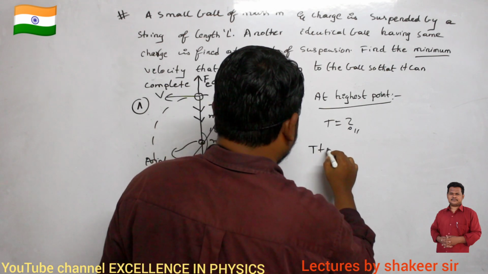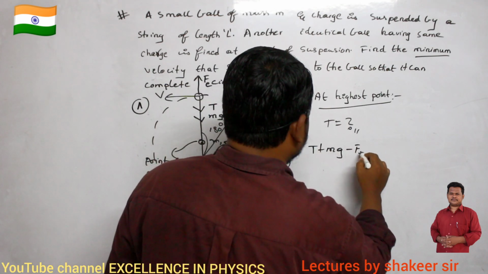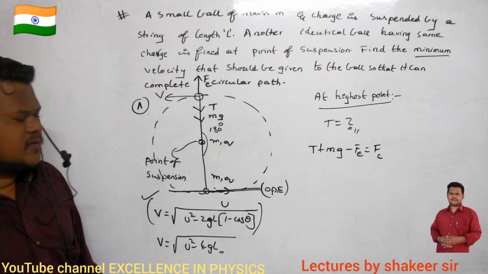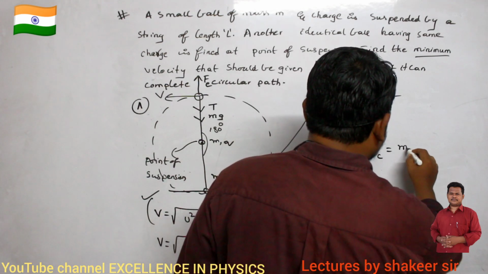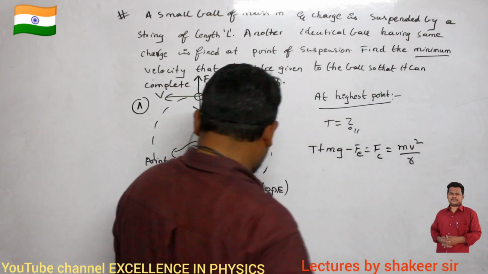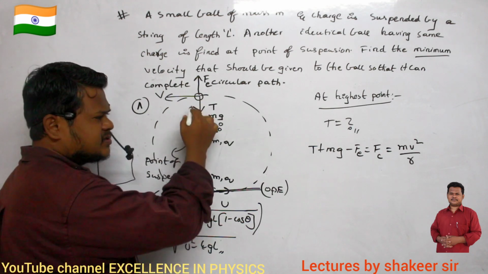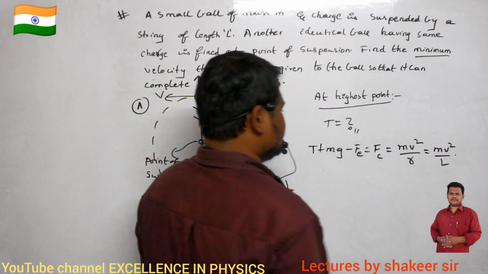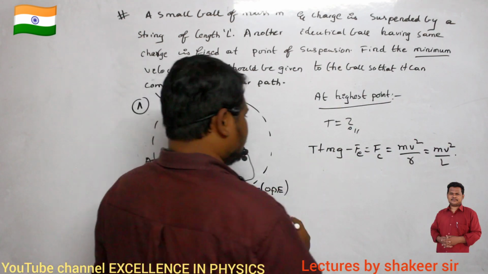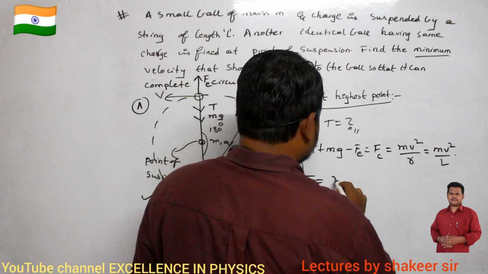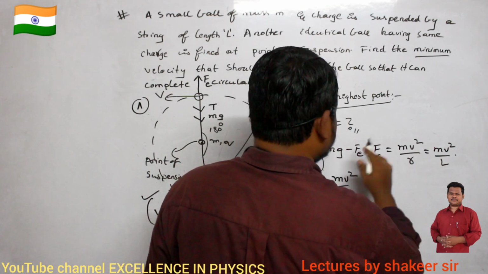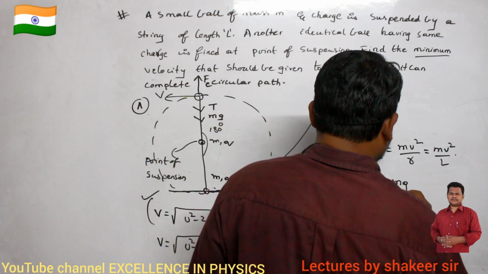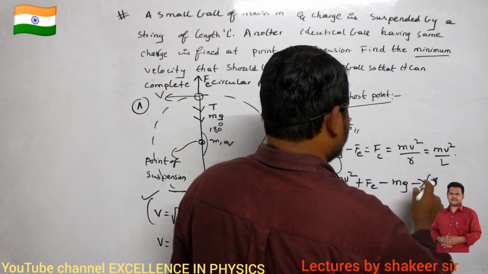I can write T plus mg minus Fe is providing Fc. What is Fc? Centripetal force. And what is the equation for centripetal force? mv square divided by r. Here r means L, no ma? Total length of the string is L, no? So I will write mv square divided by L. This is my equation. Okay, ma? So therefore, what is my equation for tension? Tension is equal to mv square by L, minus Fe, and moving to the other side it becomes minus mg. So this is my equation for tension.